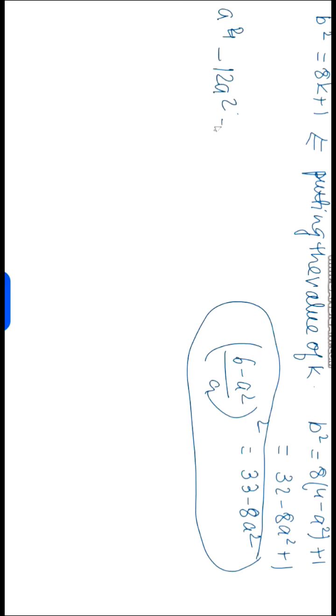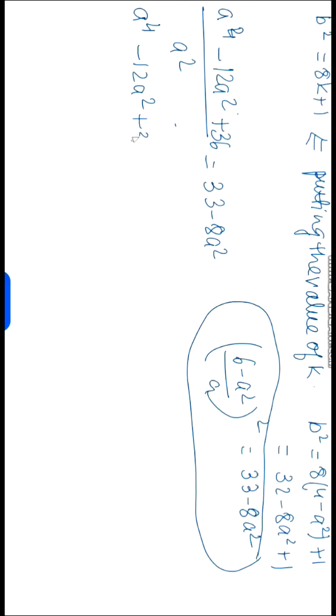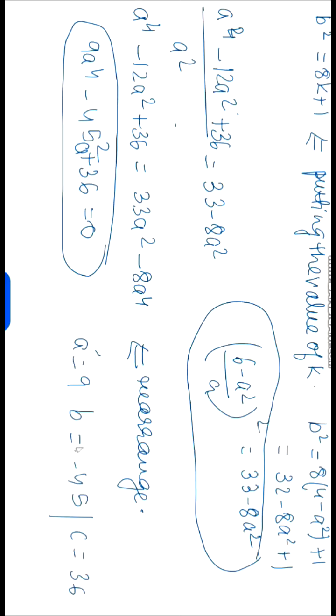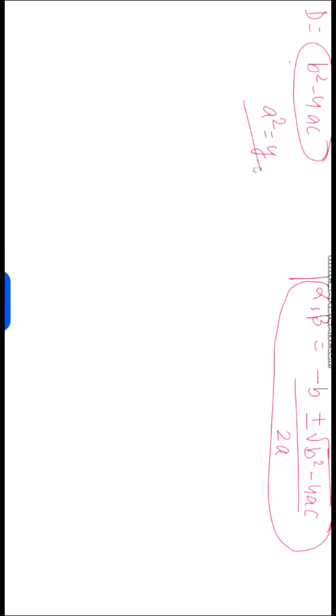a⁴ minus 12a² plus 36, and downstairs will be a², and here I have 33 minus 8a². So I will multiply this by a². So I have a⁴ minus 12a² plus 36 is equal to 33a² minus 8a⁴. Right? So rearrange everything: 9a⁴ minus 45a² plus 36 equals 0. So I will put it in determinant form. Only then can I get that equation. Then I can apply this determinant rule.